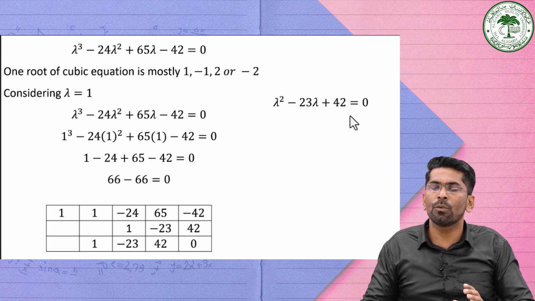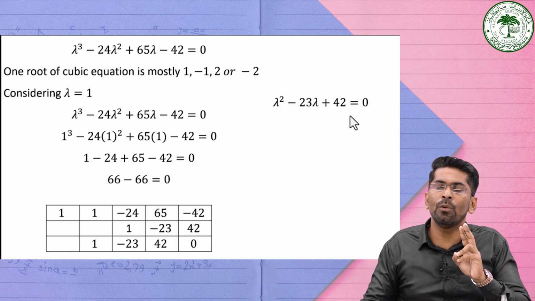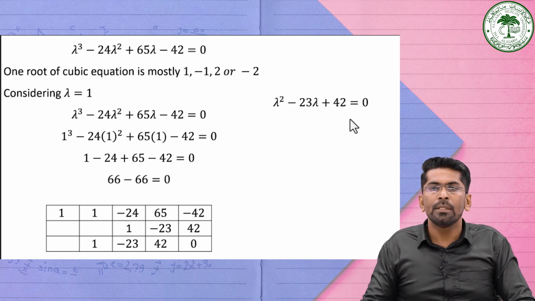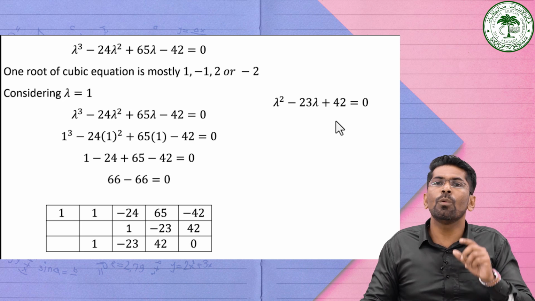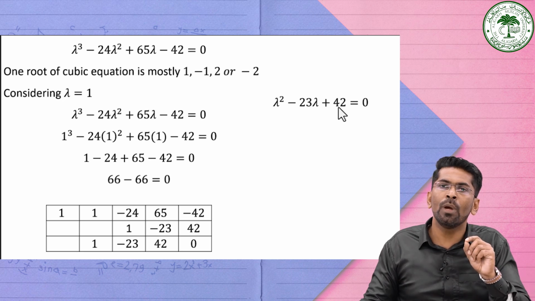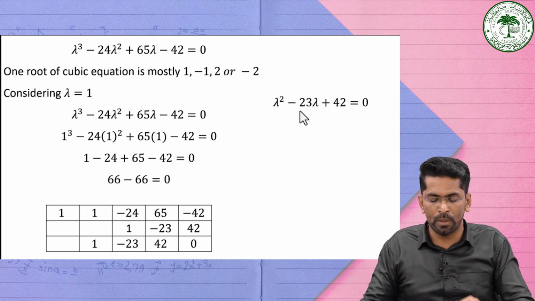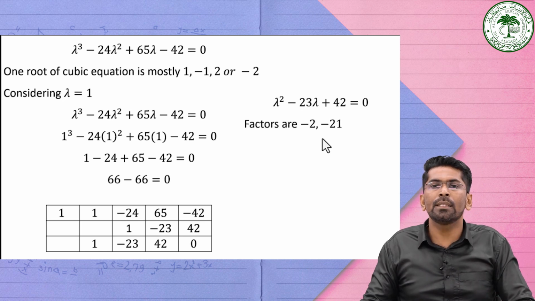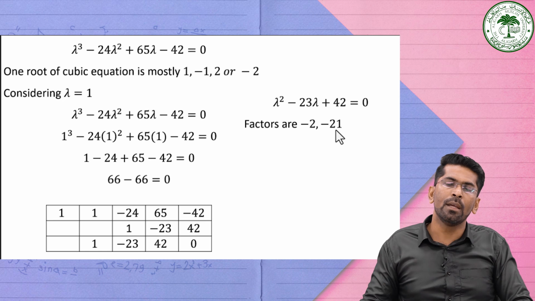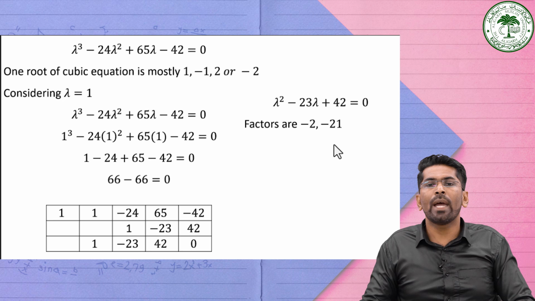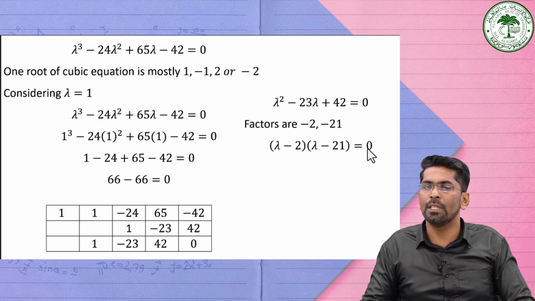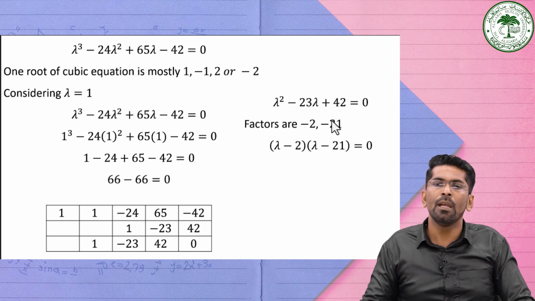We can solve this quadratic equation so that we will get two values, or two roots, for lambda. If we use the factorization method for solving this equation, the product of the two factors should be 42, and if we add them, it should be minus 23. We can say that these two factors are minus 2 and minus 21. So the two factors are lambda minus 2 and lambda minus 21, which is equal to 0. So by using the factorization method, we can solve it.